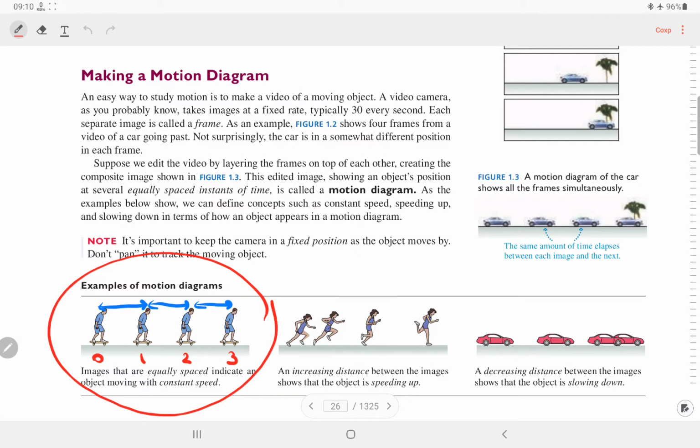So what can we say? According to this information, we can say that this is a motion with constant velocity, constant speed, because during each 1 second, this boy travels the same distance. It means this boy has a constant speed and is moving to the right. Equal speed, constant velocity, or sometimes we call it uniform motion.